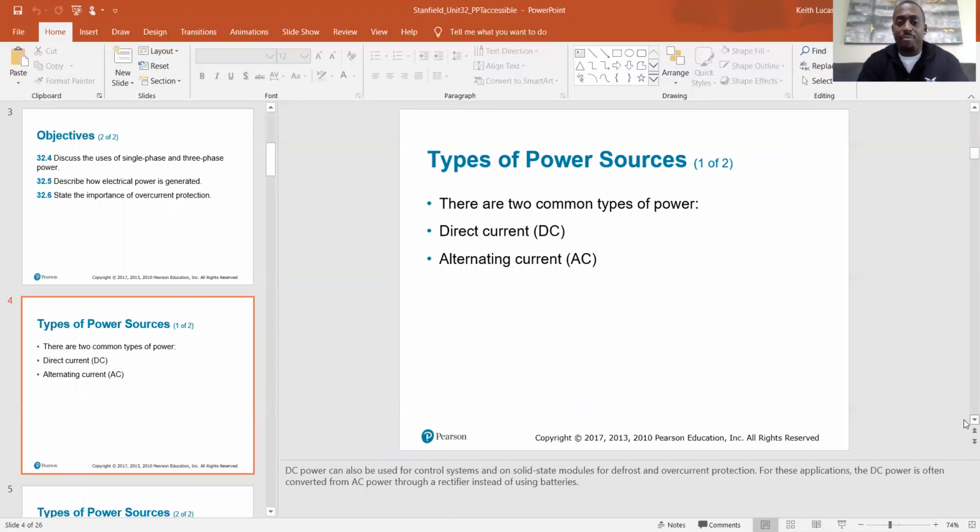So, types of power sources. There are two common types of power, direct current and alternating current.